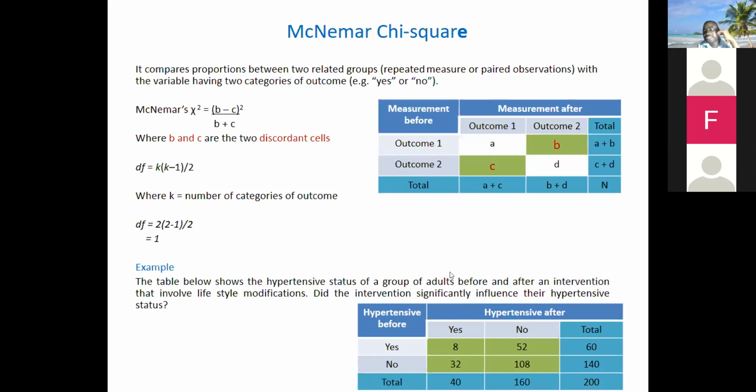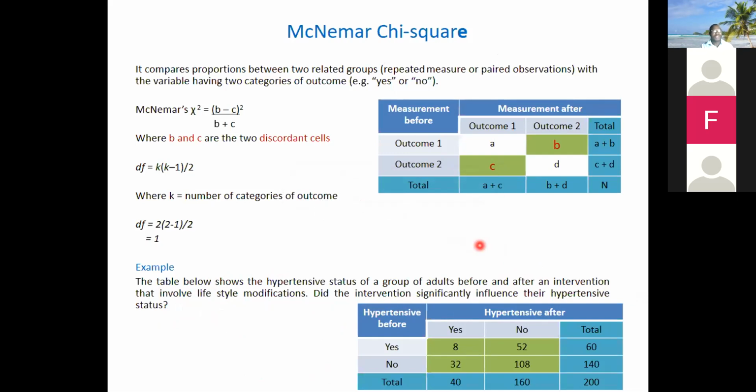Now, let's use this example here to explain. The table below shows the hypertensive status of a group of adults before and after an intervention that involved lifestyle modifications. Did the intervention significantly influence their hypertensive status? So we want to see, before, you either measure, you know, you want to know the prevalence of hypertension.